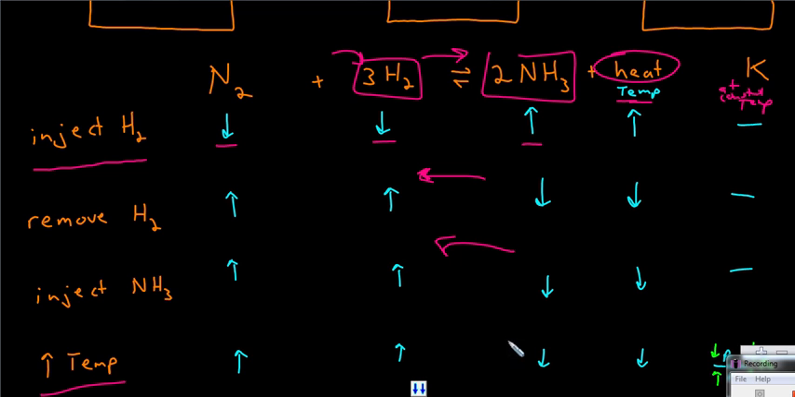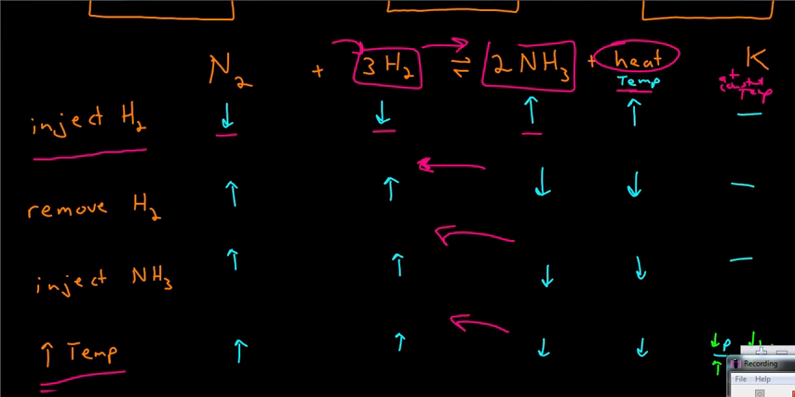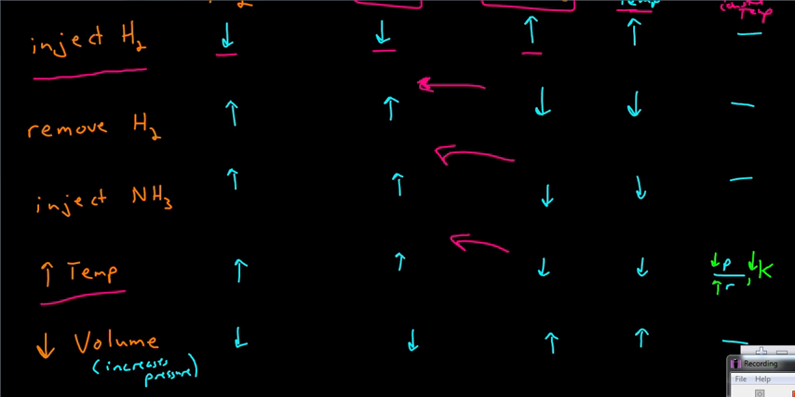By increasing the temperature, that shifts the reaction to the left, increasing the amount of reactants, decreasing the amount of products. Now, this is the only case in which the equilibrium constant will be affected. By increasing the temperature, we saw that the concentrations of products decreased and the concentrations of reactants increased.